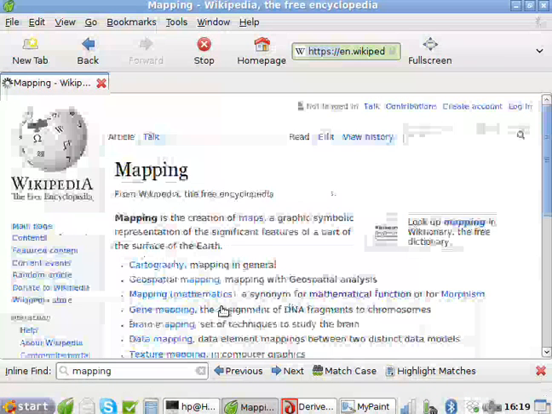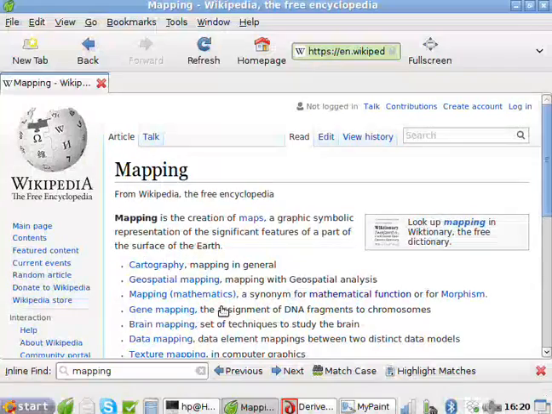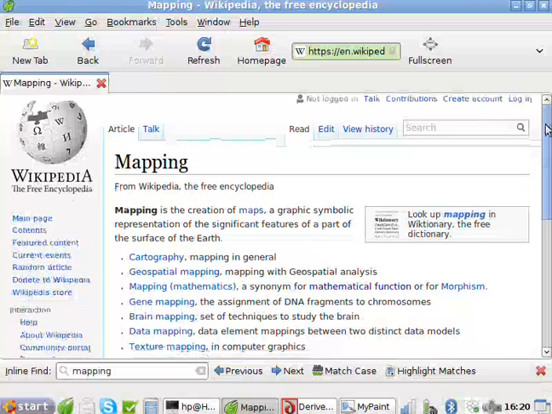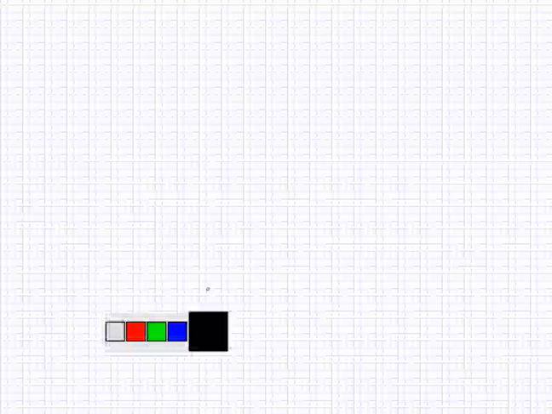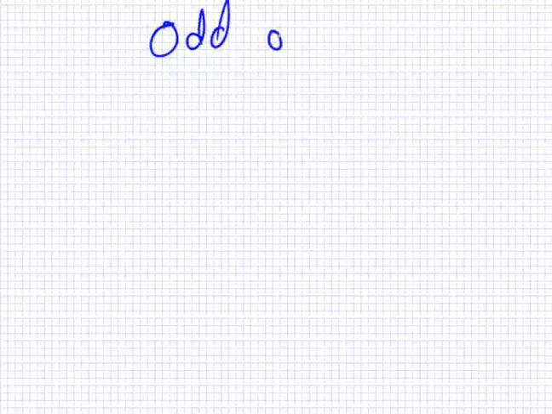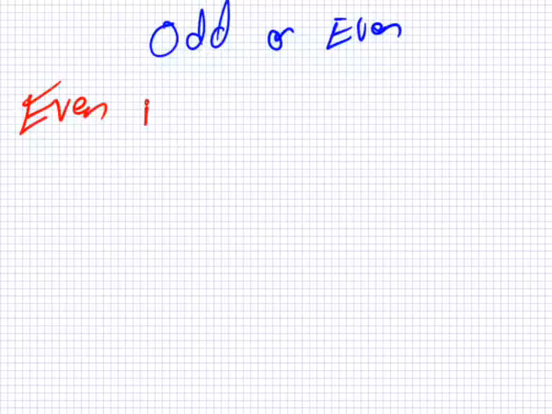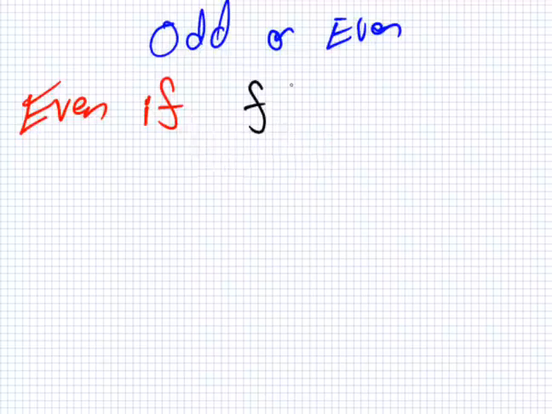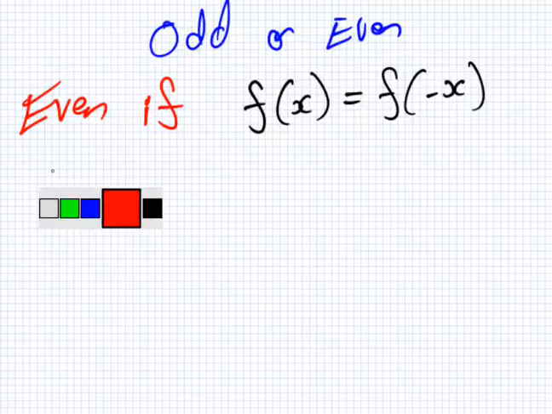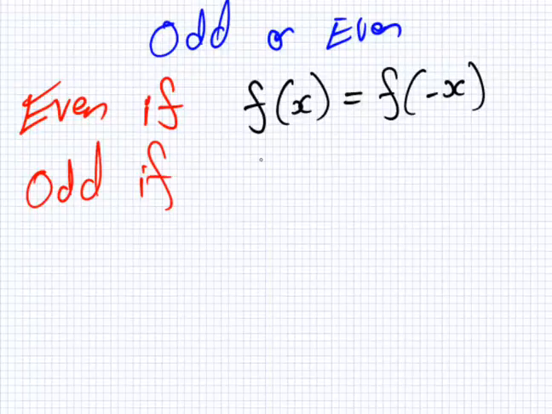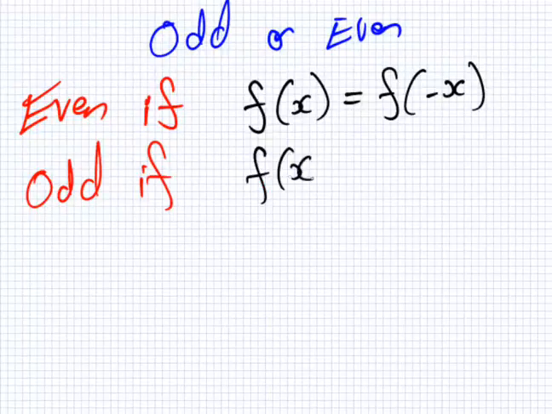Yeah, sure. Odd and even types of functions. Oh, that's a terrible page. Right. So we call a function even if f(x) equals f(-x). And we call a function odd if, you know what, I'm going to put the minus on the left, make it look nicer.